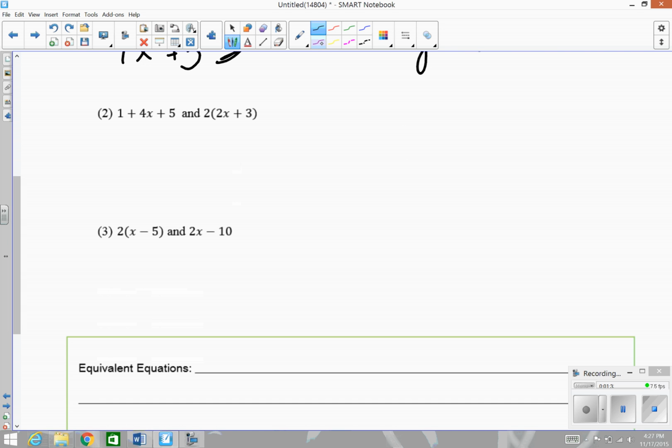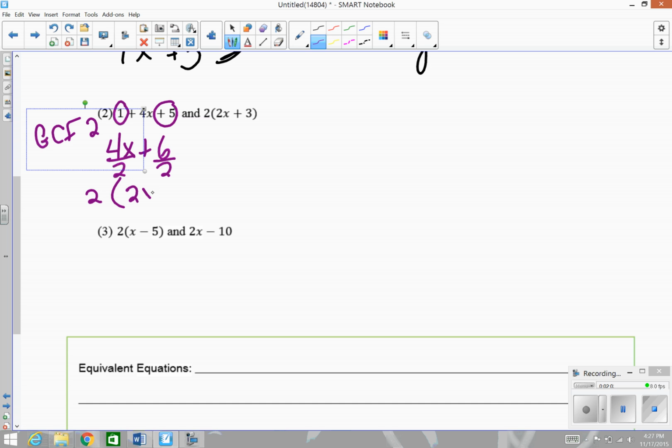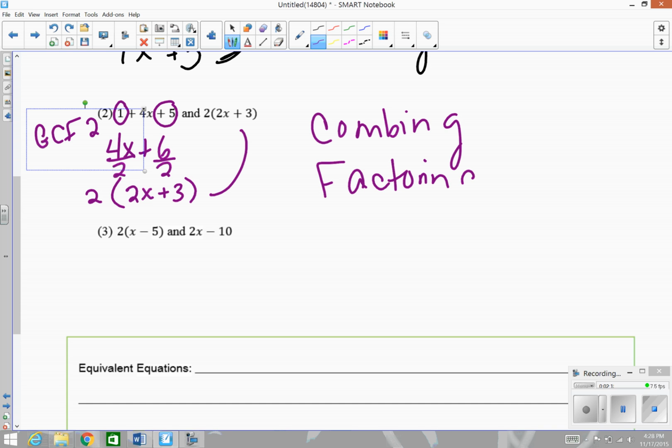Now for number 2, there's a couple different ways we can go about this, but again, I'm noticing like terms. Both of these are constants, so they can be combined. So we would have 4x, and then 1 plus 5 is a positive 6. From here, I might recognize that there's a GCF of 2 that can be pulled out. When I divide these each by 2, 4x divided by 2 is 2x, and 6 divided by 2 is 3. So by combining like terms and then factoring, we've created expressions that are equivalent.